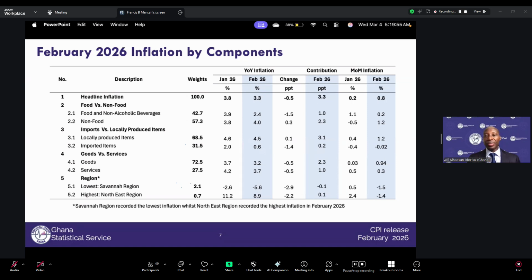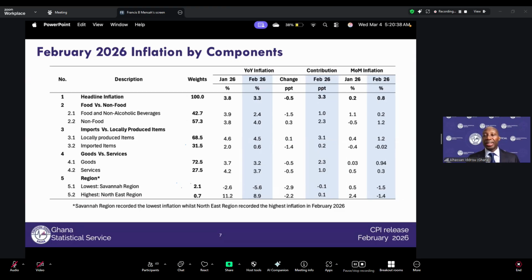Let's also look at inflation from the viewpoint of locally produced versus imported items. Inflation for locally produced items declined slightly to 4.5% in February 2026 from 4.6% in January 2026. Locally produced items contributed about 94% to the overall inflation in February 2026. Now, if you look at imported items, we see that its inflation dropped to 0.6% in February 2026, down from 2% in January 2026.